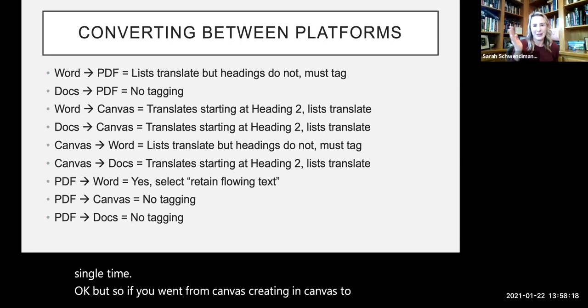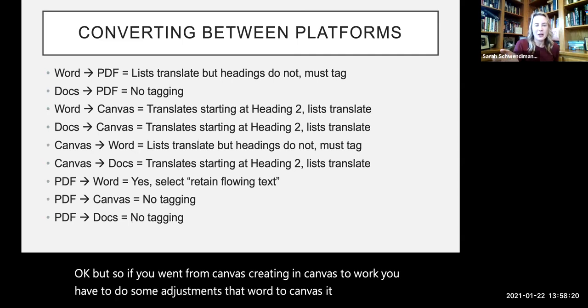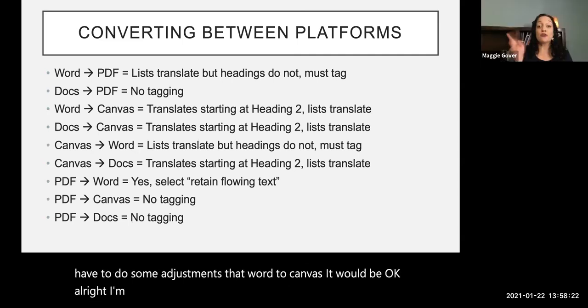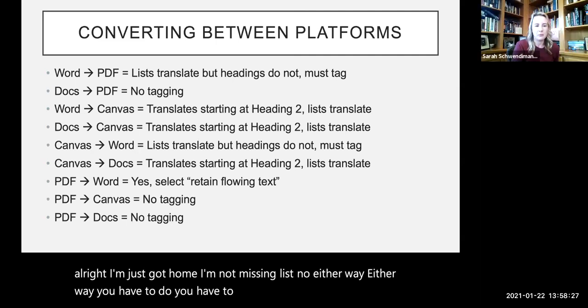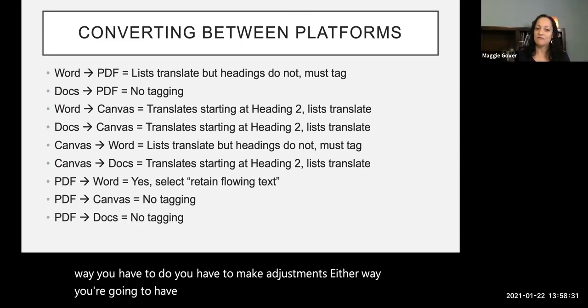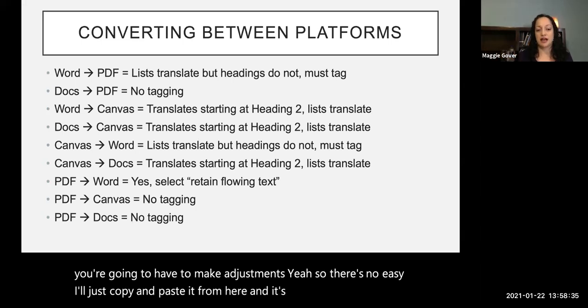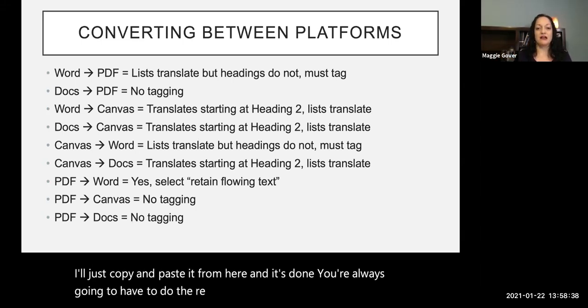Okay, but so if you went from creating it in Canvas to Word, you'd have to do some adjustments, but Word to Canvas, it would be okay? I hope I'm not missing something. Yeah, either way you have to make adjustments. Correct. Either way, you're going to have to make adjustments. So there's no easy, oh, I'll just copy and paste this from here and it's done. You're always going to have to do the retagging, essentially.